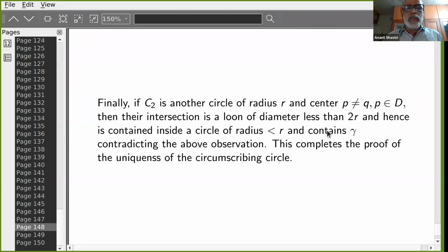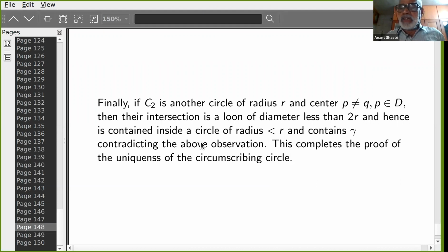This is also easy. Take C2 to be another circle. The radius has to be R only. It cannot be smaller. That we have seen, right? But a different circle. So there are two circles of the same radius. The center has to be different, P not equal to Q. Both P and Q are inside D. That part is fine. The intersection of the two circles, the inside region, contains gamma. That is the assumption, right? That gamma is contained inside both of them.